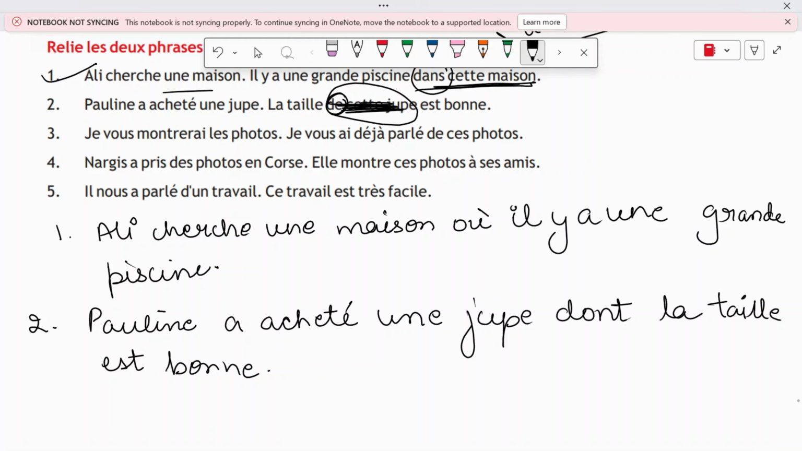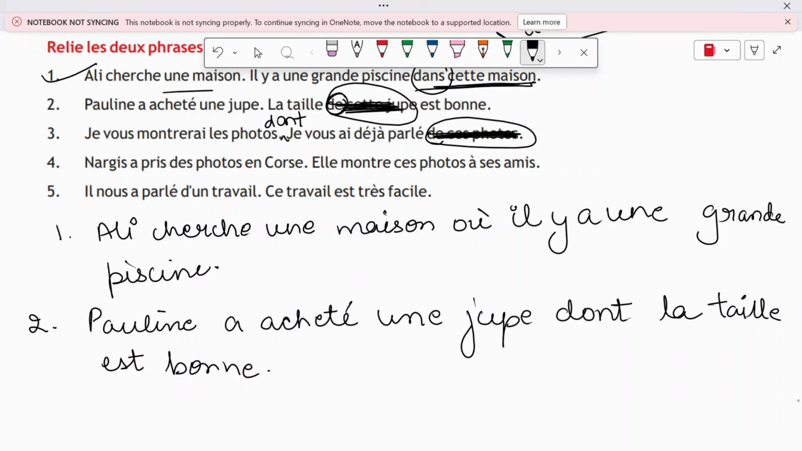Similarly, third one, je vous montrerai, future simple. I'm going to show you the photos. Je vous ai déjà parlé. I had talked to you already about these photos. Again, the noun photo is followed by the. We are going to put dont. We are going to replace this with dont over here.